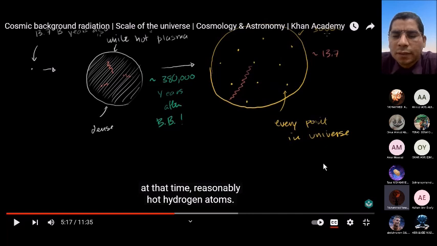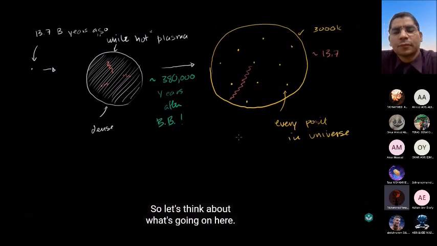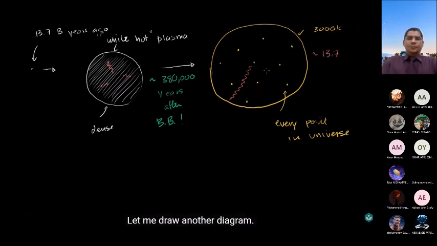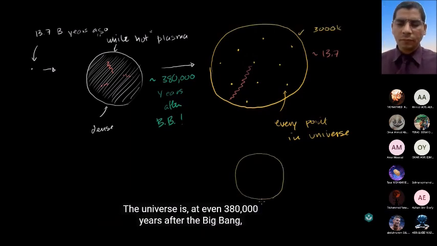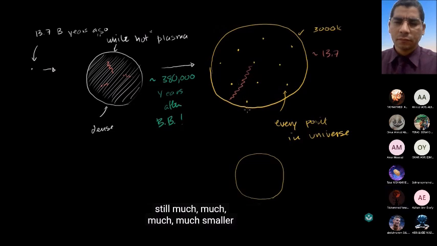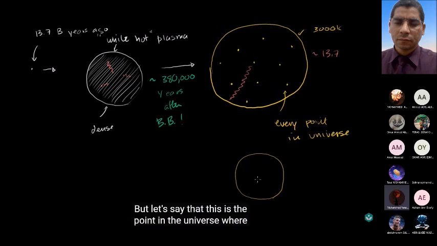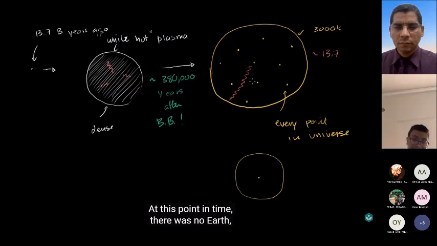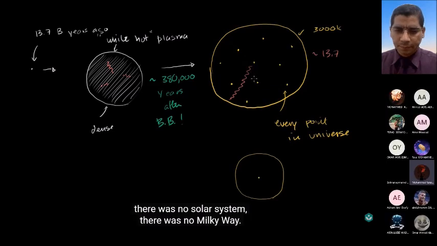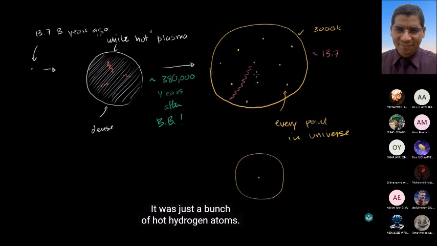Let's focus on it, please. Hydrogen atoms. So this is every point in the universe. Let's think about what's going on here. Let me draw another diagram. Let's say we're talking about this point in the universe right over here. The universe, even at 380,000 years after the Big Bang, was still much, much smaller than the universe today. But let's say that this is the point in the universe where we happen to be now. At this point in time, there was no Earth, there was no solar system, there was no Milky Way. It was just a bunch of hot hydrogen atoms.